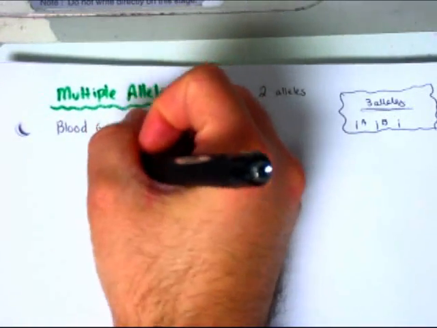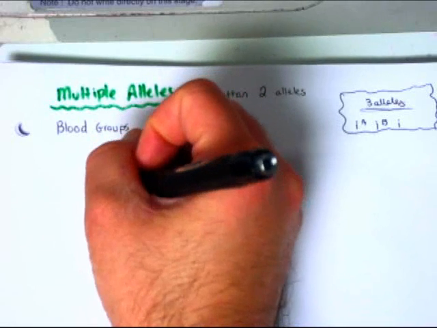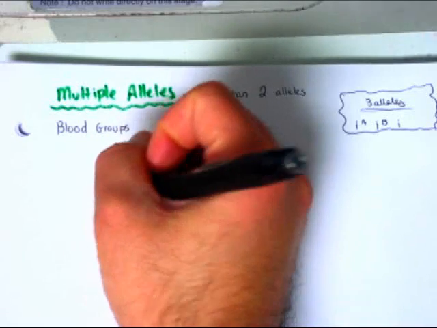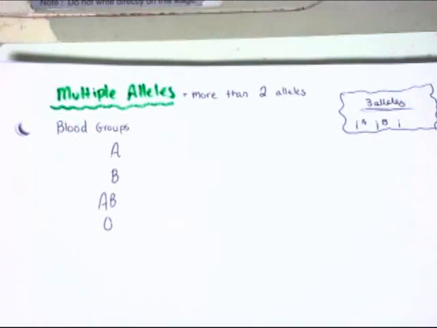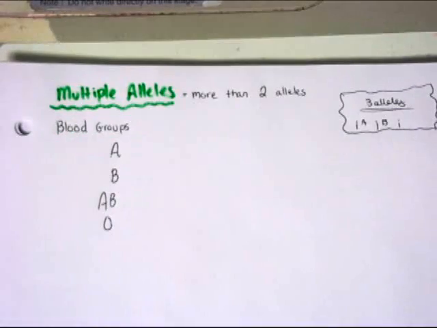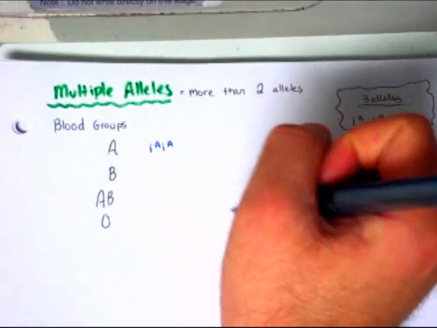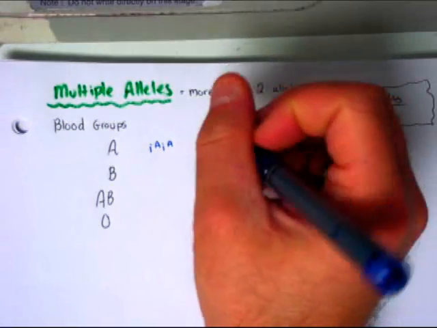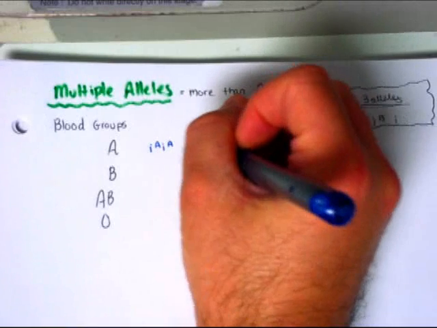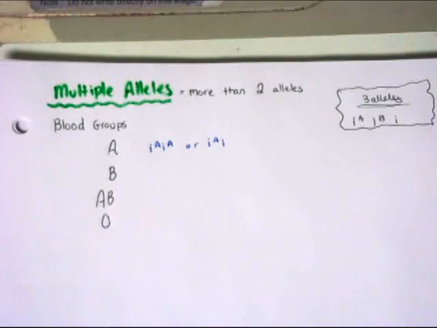There's blood type A, there's B, there's AB, and there's blood type O. And then I'll write down how you could form those blood types, and it's actually pretty logical. If you want to have type A blood, then you need to have the IA allele. That would make sense. Or you could have the IAi combination and have type A blood.